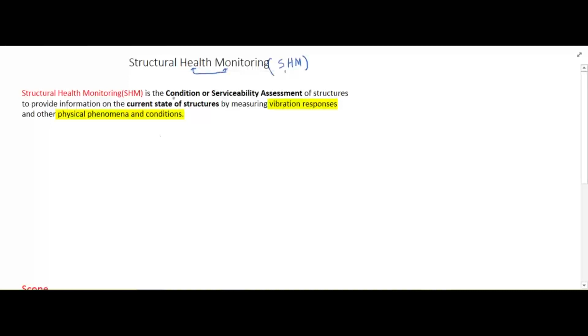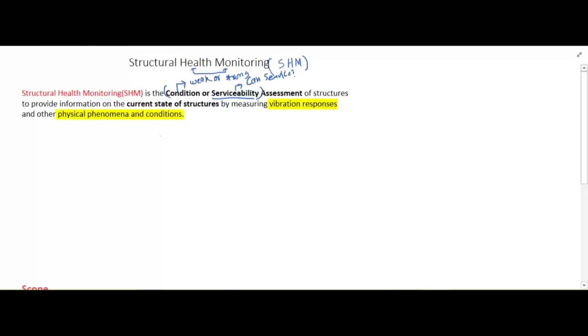Now I have written here a definition of the SHM, and I will read it out. Structural health monitoring is the condition or serviceability assessment of structures to provide information on the current state of structures by measuring vibration responses and other physical phenomena and conditions. It's the assessment of the condition and serviceability. By condition I mean whether it is weak or strong, and by serviceability I mean whether it can give service to the public or not. And this assessment is done to provide information on the current state of the structure by measuring vibration responses and other physical phenomena and conditions.